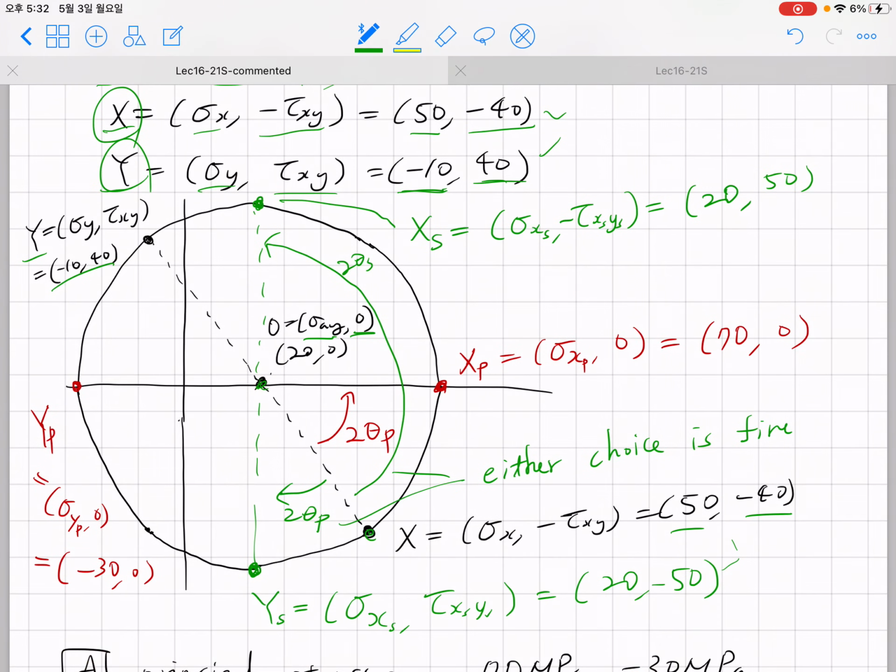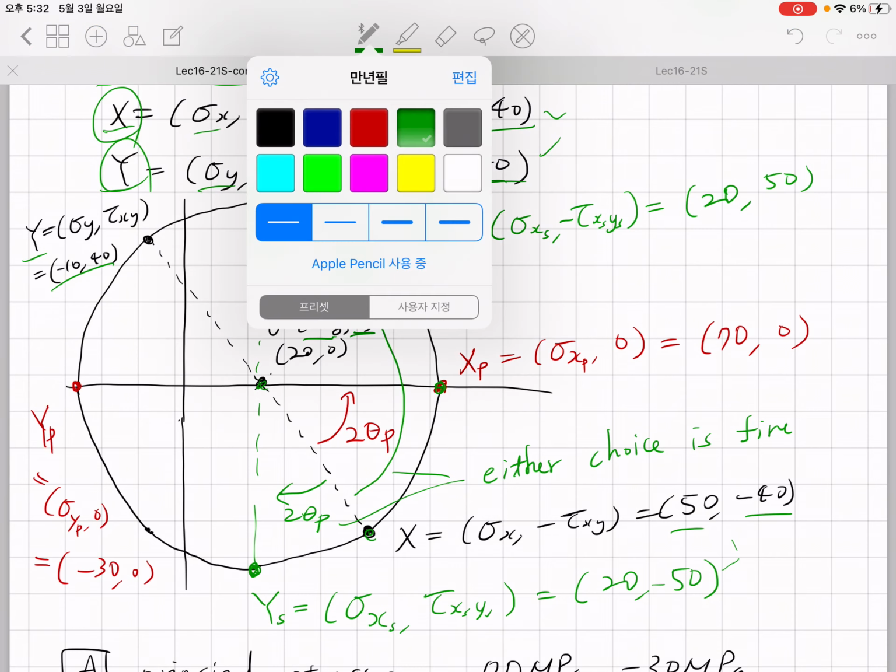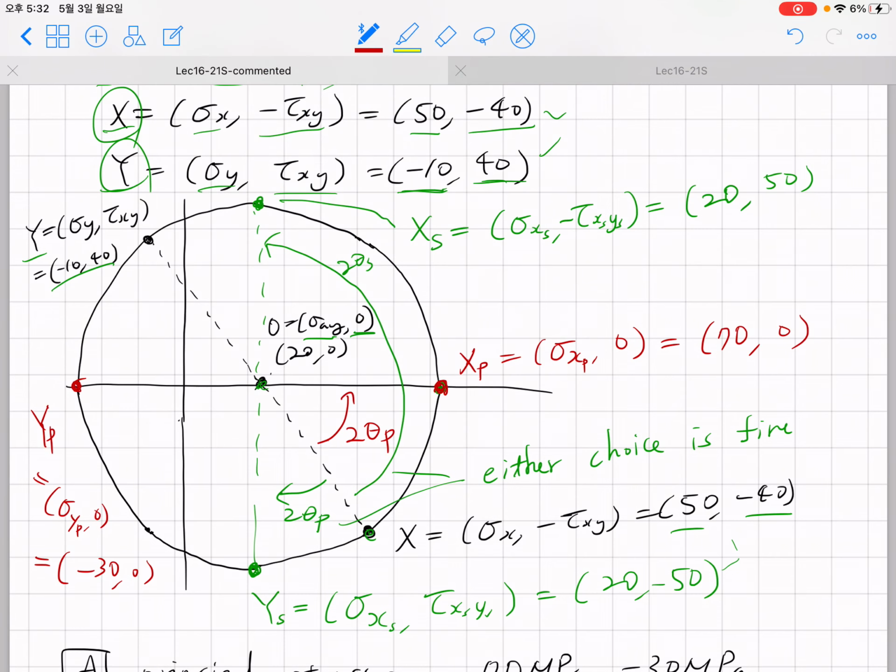Principal axis occurs when we have 0 shear stress and maximum and minimum normal stress. If you rotate 2 theta p degrees in the Mohr circle, we're gonna have sigma xp and sigma yp, the new points. At this axis you have sigma xp equal to 70, because the center is 20 and 0 and the radius is 50, so you have 70 and 0, and the other new point, 20 minus 50, is negative 30 and 0. So at the principal axis it should be 70 and negative 30.